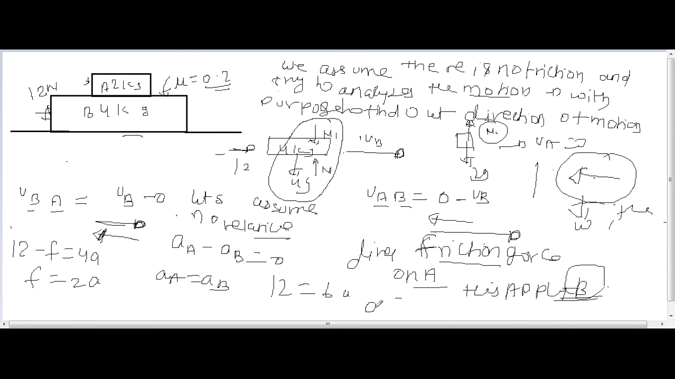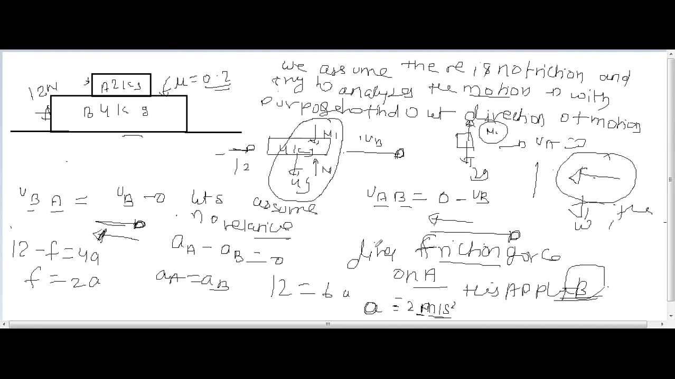So what is A? A is equal to 2 meter per second square.